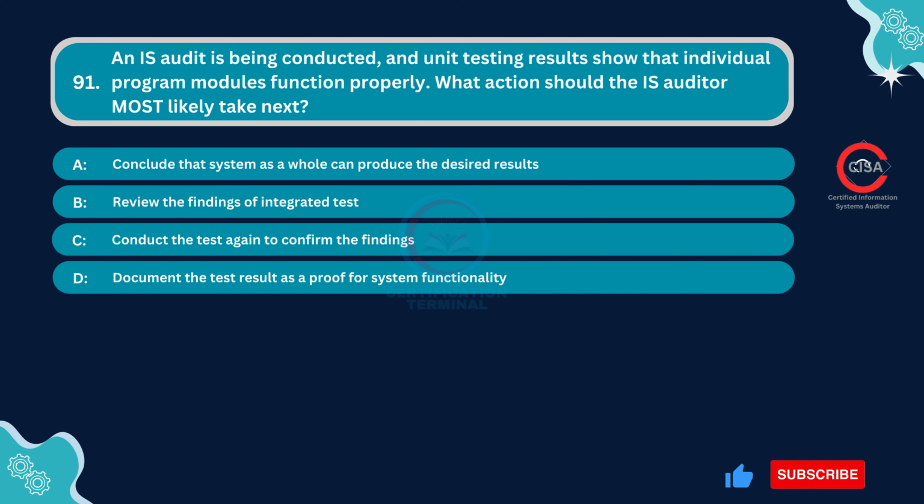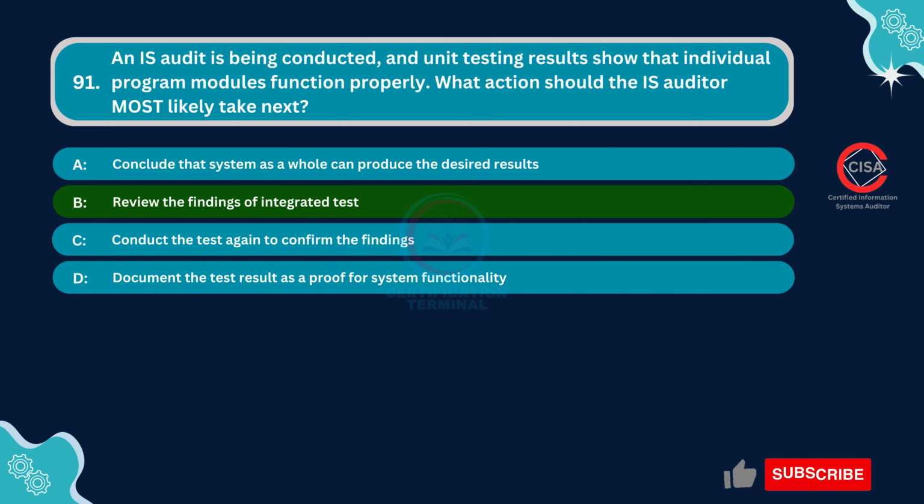The correct answer is Option B, review the findings of integrated test. Unit testing focuses on verifying the functionality of individual modules in isolation. While successful unit tests indicate the modules themselves work correctly, they don't guarantee the entire system functions as intended. Integration testing examines how different modules interact and communicate with each other. This is crucial because even if individual modules work well in isolation, there could be issues with how they integrate and produce the desired system-level results.